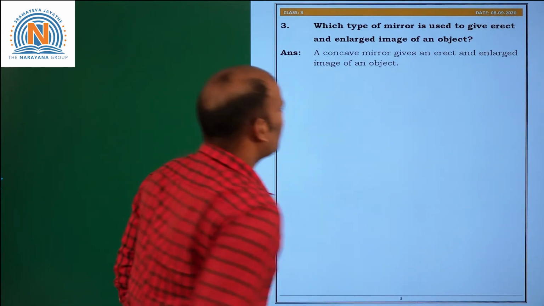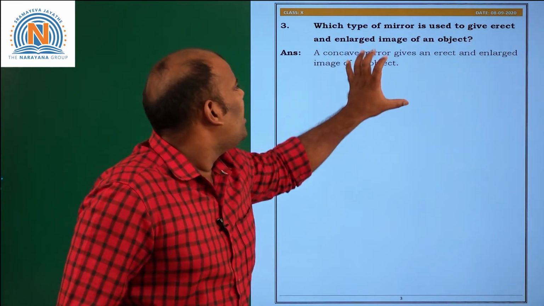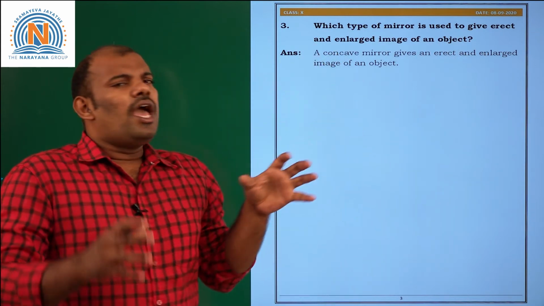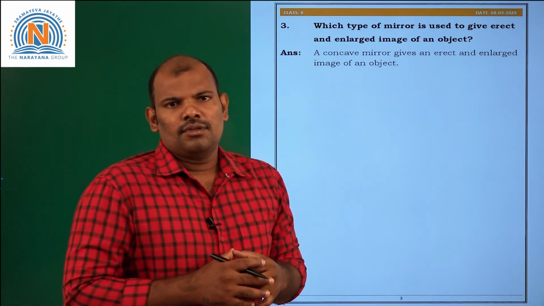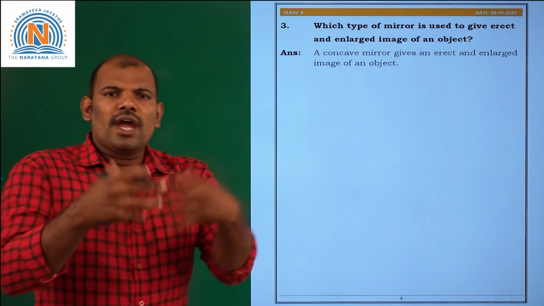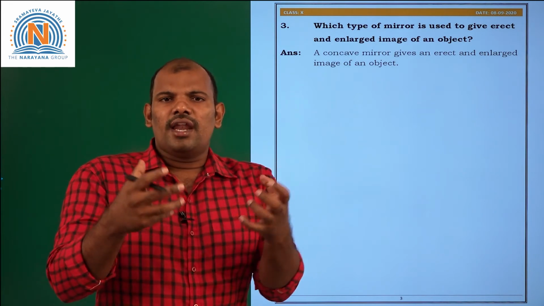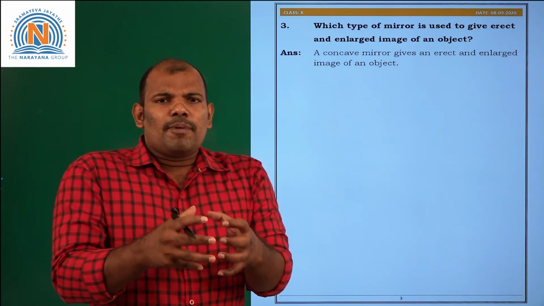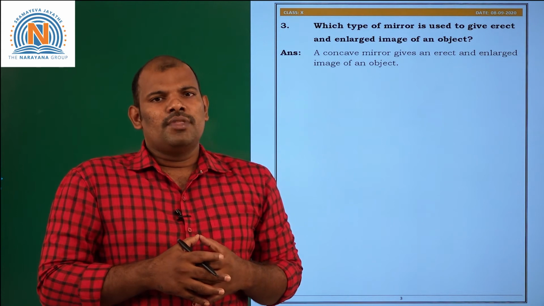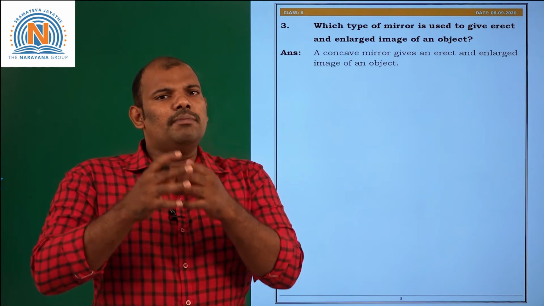Question number 3. Which type of mirror is used to give erect and enlarged image of an object? So which mirror gives enlarged and erect? So in case of convex mirror, you get erect image, and in case of plane mirror also we get erect image. But in case of plane mirror, size of the object is equal to size of the image. In the same way, in case of convex mirror, we always get diminished images.